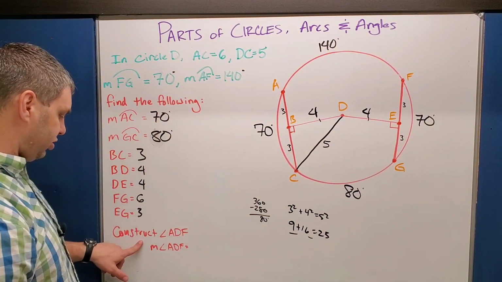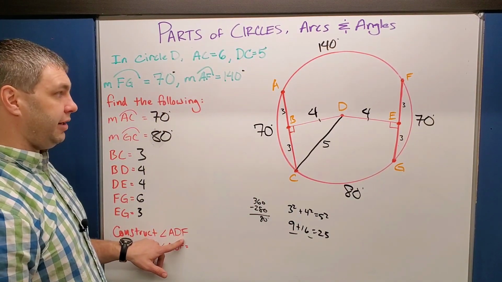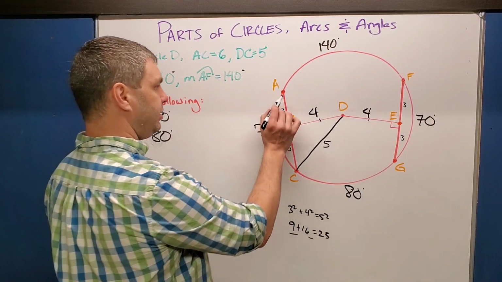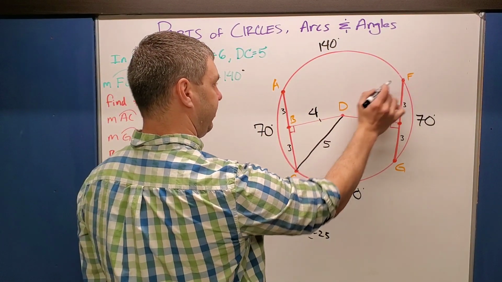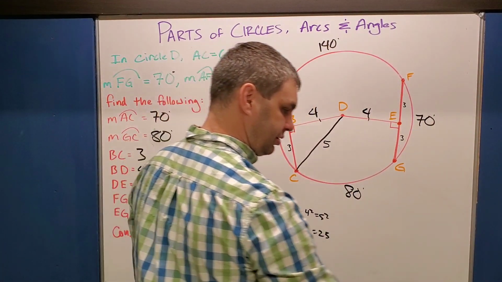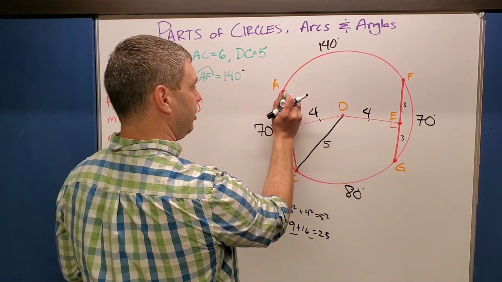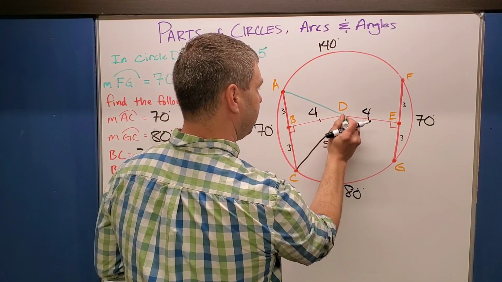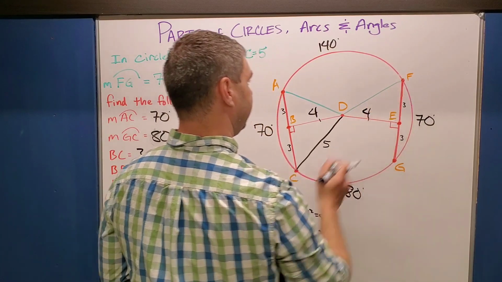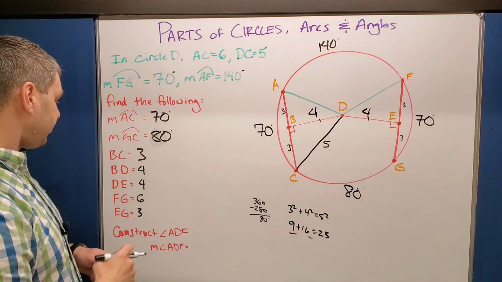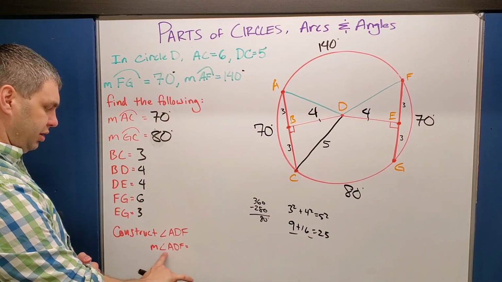Then it says to construct angle ADF. All right, ADF is going to be up here. Maybe I'll use a green marker. Angle ADF, just like that. And it says, what is the measure of angle ADF?